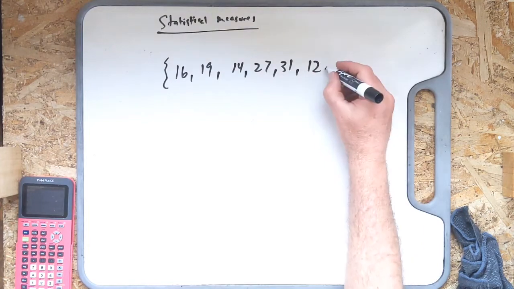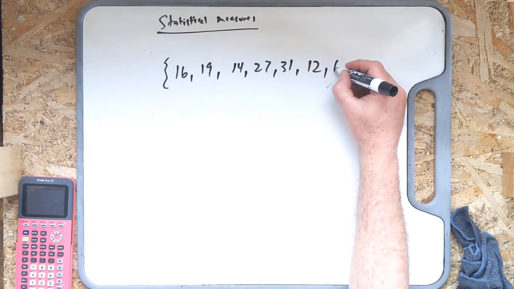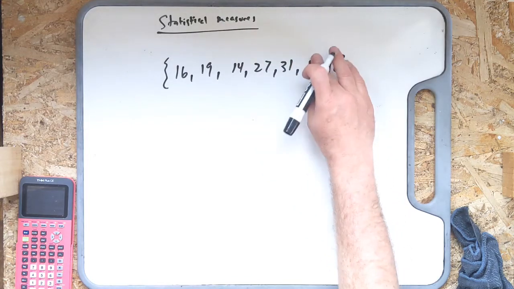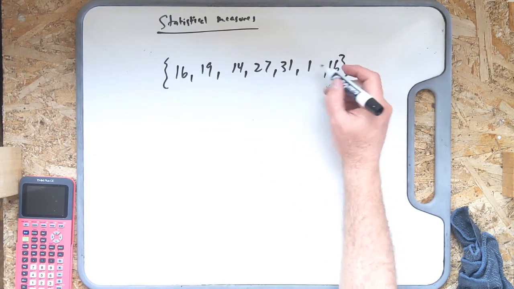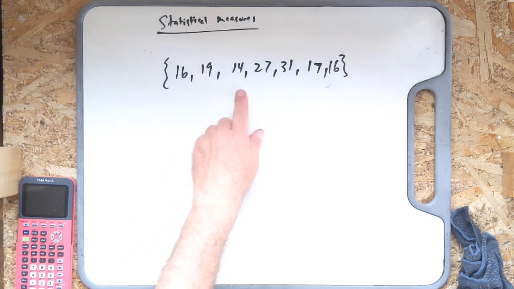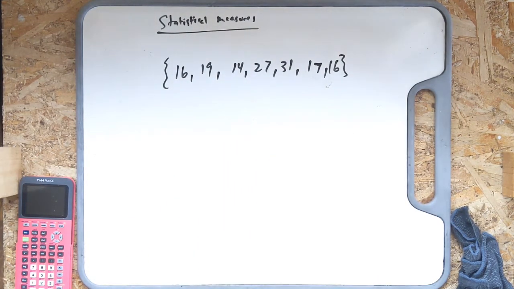Let's do one more. 16, no, it's just 16. There we go. And let me change one of these so we actually have, no, that'll work actually. I have before, 17. That's fine. 16, 19, 14, 27, 31, 17, and 16.